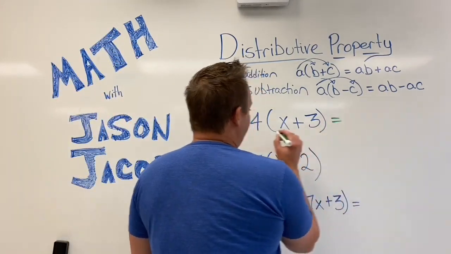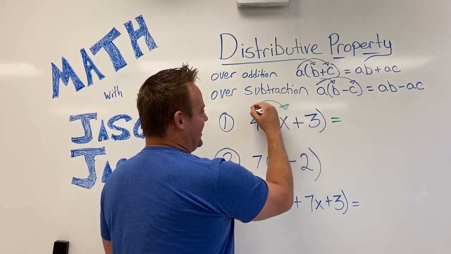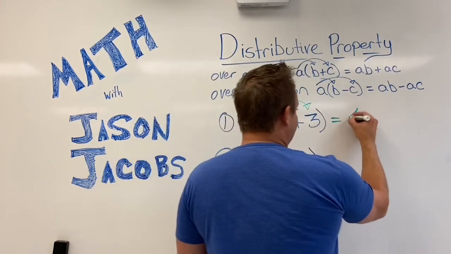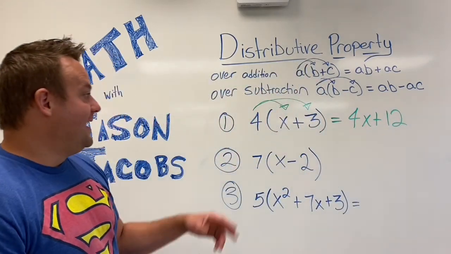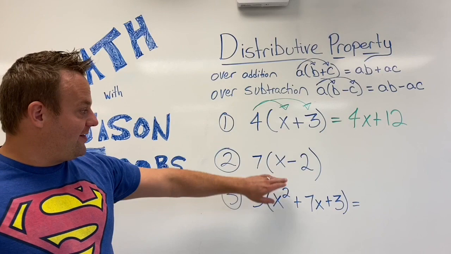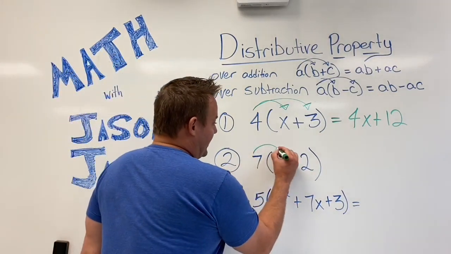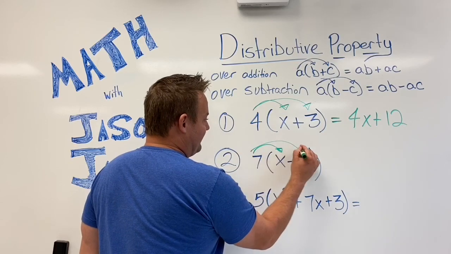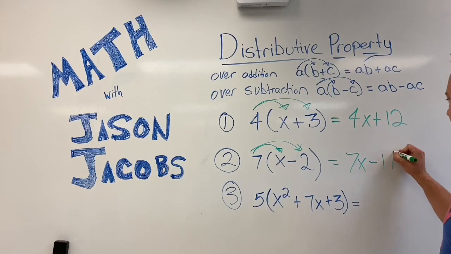Here we go. So you distribute the 4 to the x. So you have 4 times x and 4 times 3. So for this one, you get 4x plus 12. This was the distributive property over addition. Now this one's the distributive property over subtraction. So 7 times x minus 7 times 2, and you have 7x minus 14.